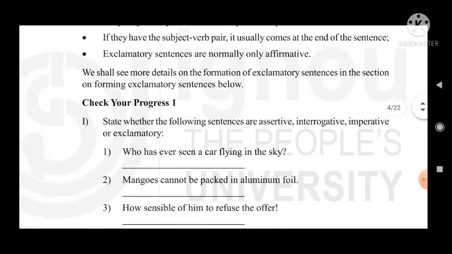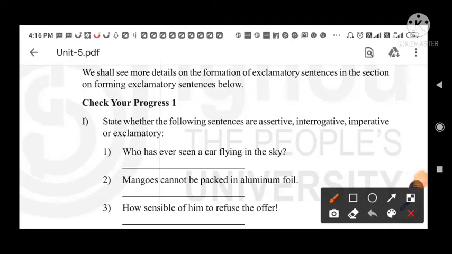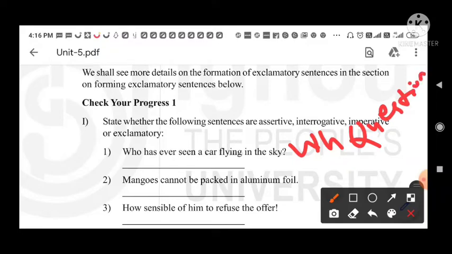Okay, so here is check your progress 1. State whether the following sentences are assertive, interrogative, imperative or exclamatory. So we will practice. What type of sentence is this? Who has ever seen a car flying in the sky? So here is a simple WH question, WH question or interrogative.